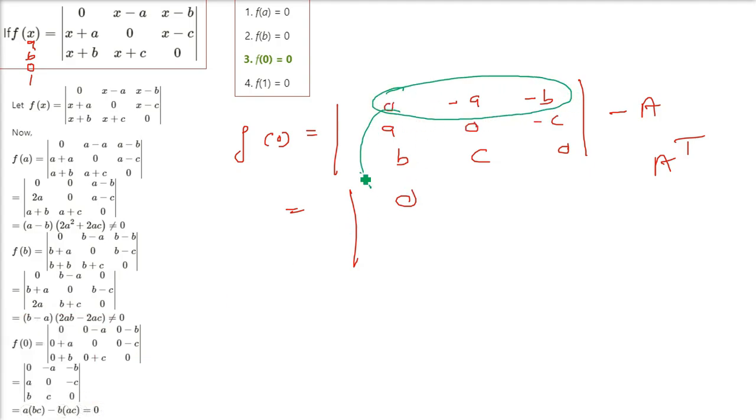It will be 0 minus A minus B. This is the second row. I'm making it as a column. I'm transposing it, so row and column conversion, or you can say changing.